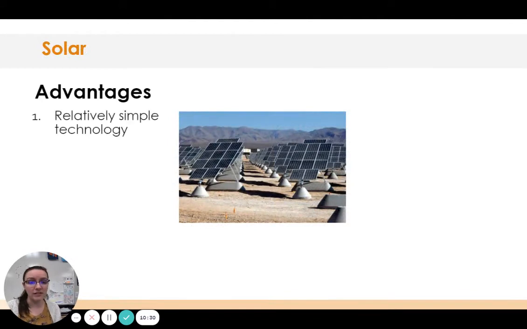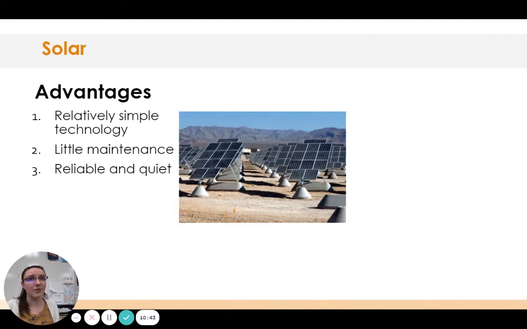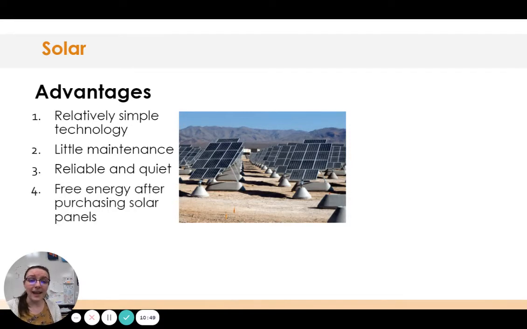So some advantages of solar, it's actually a pretty simple technology. Using solar cells isn't super complicated and they're relatively low maintenance. This is also reliable and quiet. Wind farms can be incredibly loud. Solar panels don't really make any noise. And after you have set up the solar panels, once you have taken care of the installation costs, it's free, reliable energy. You don't have to pay for very much upkeep.